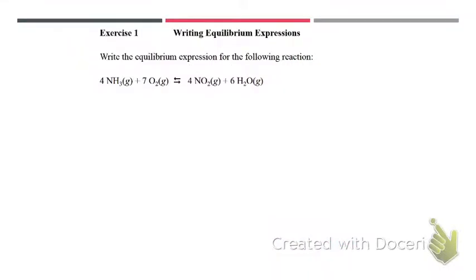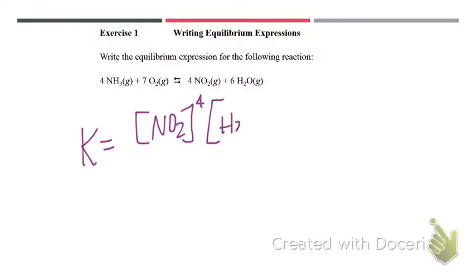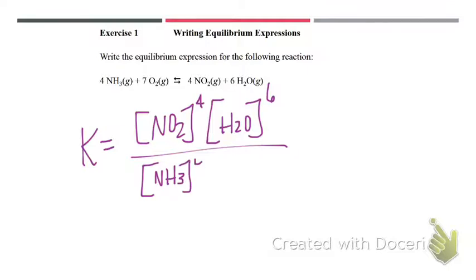Write the equilibrium expression for this just to see if you know how. So K is going to be equal to NO2 raised to the 4th, H2O, which is a gas, so we would include it here, raised to the 6th, over NH3 raised to the 4th and O2 raised to the 7th. So that's how you would write that equilibrium expression. Not hard.